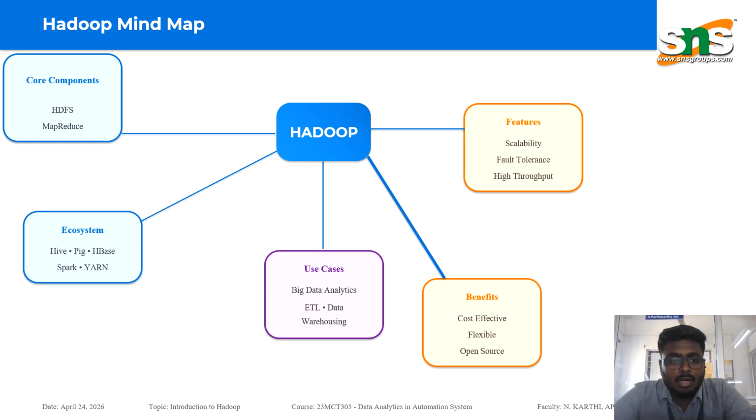And this is the Hadoop mind map, where Hadoop is at the center, surrounded by its core components like HDFS, MapReduce, and the ecosystem like YARN, Spark, HBase and so on. It shows key features such as scalability, fault tolerance and high throughput, and its benefits like cost effectiveness and flexibility. It also highlights the use cases like big data analytics, ETL process, and data warehousing.